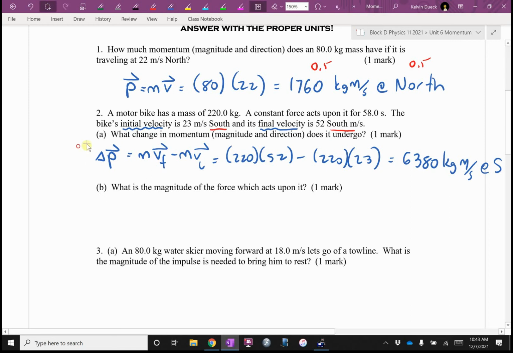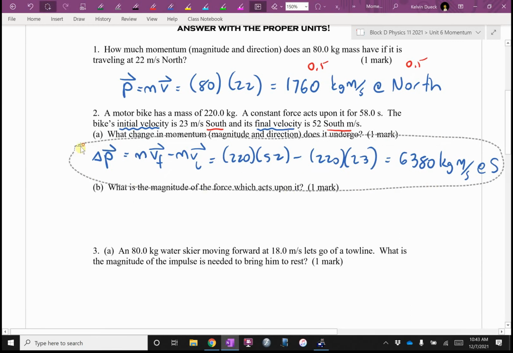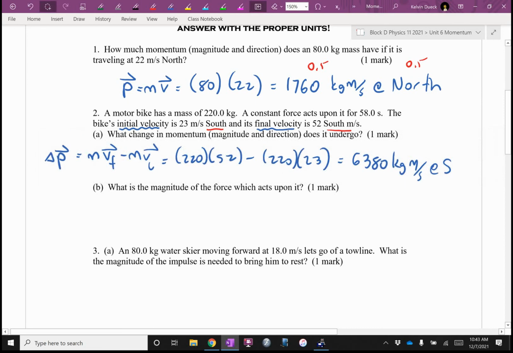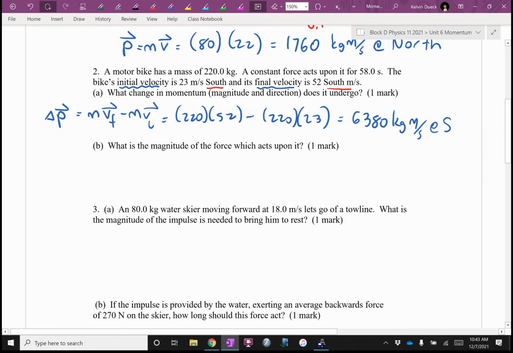You know what, Mr. Dewick? Let's be clever. This is why I really like digital ink, because now I can fit it onto the page. What's the magnitude of the force which acts upon it? You could go F equals ma, because they gave you m. You could find a and go F equals ma, and I'd give you full credit. But because I found impulse, I think I'm going to try saying force is also impulse over time. Impulse is force times time, and I got the F by itself.